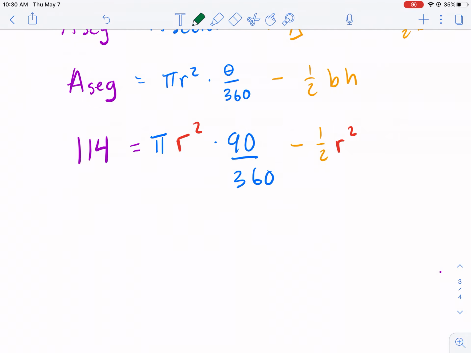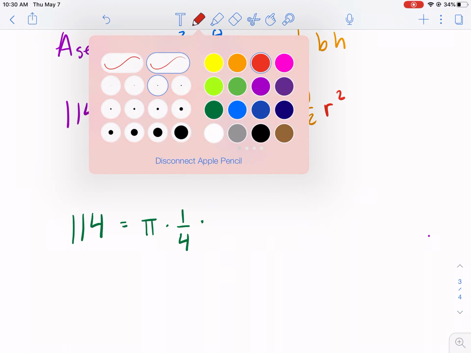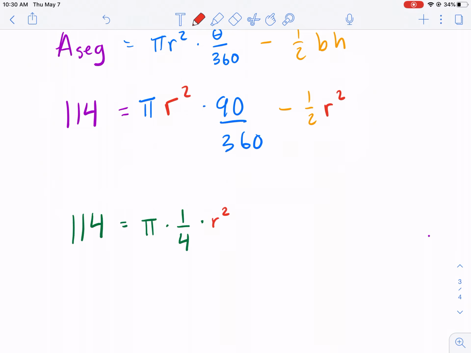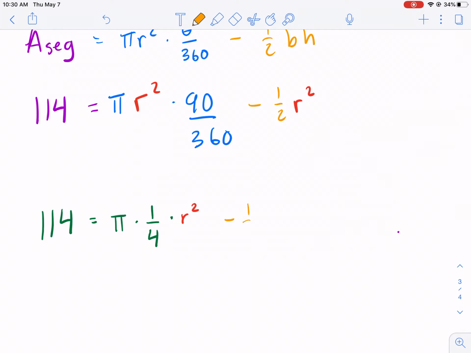I'll compromise. We'll use green for when we simplify from here. So now we're simplifying, so we're just combining things together. So we have pi r squared, I'm going to put towards the end. I know 90 divided by 360 is 1 over 4, so 1 over 4 times, and now we have my r squared. Okay, minus, and we still have this, minus 1/2 r squared.